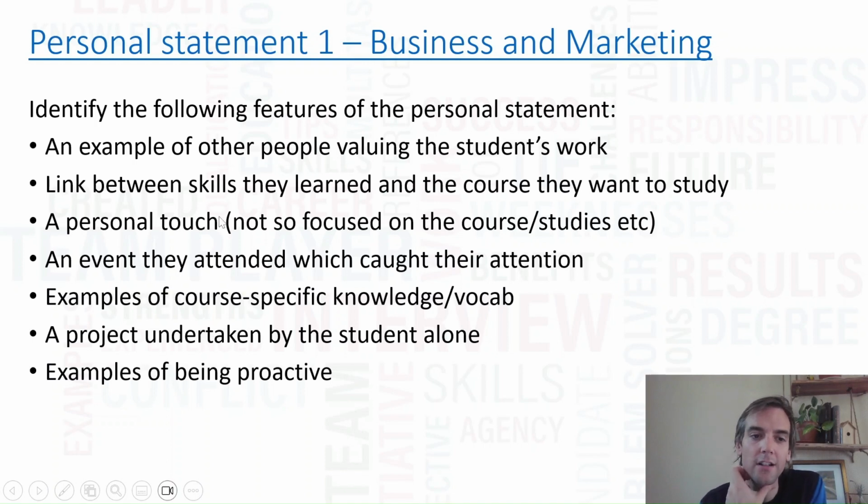A personal touch, we talked about that. An event which caught their attention. So again, you're showing that you are really interested in this topic, in this job, in this course, because you've gone and done something about it. You're not just sitting at home playing video games, eating Doritos. Examples of specific knowledge you've picked up to show that you know what you're talking about a bit. A project you've done by yourself to show independence, to show that you're being proactive as well.